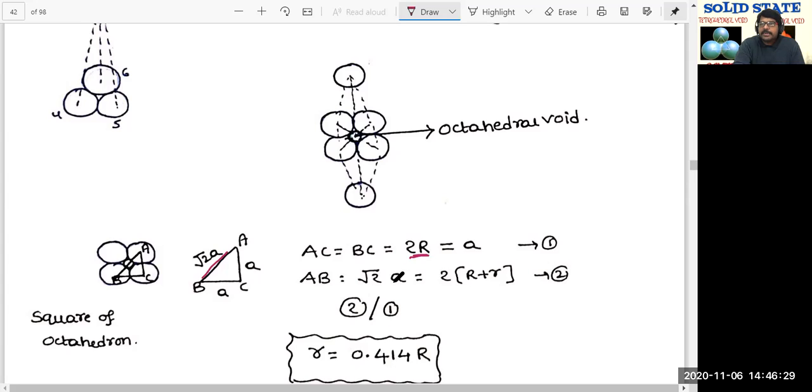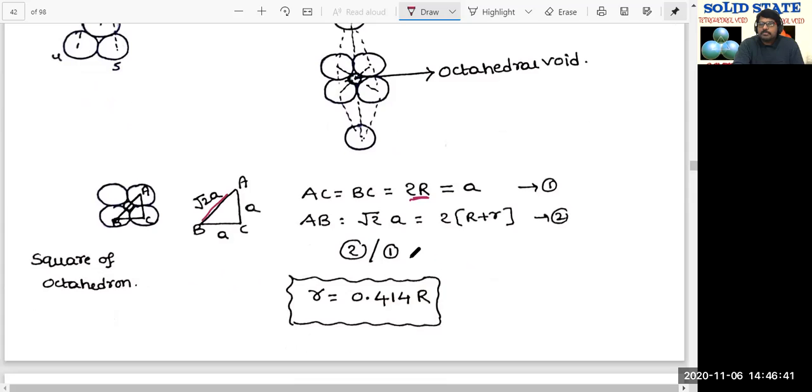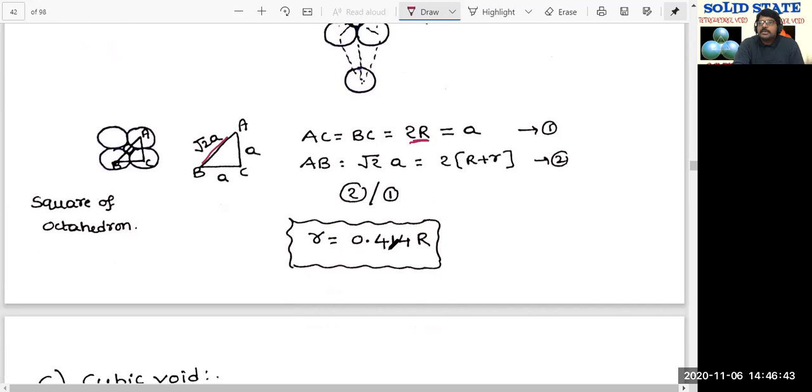In terms of radius, that is equal to 2 times (capital R plus small r). You can see the picture here to get this result. After getting this, you take either 1 by 2 or 2 by 1, it's up to you, and you will get 0.414 times the radius of a sphere.